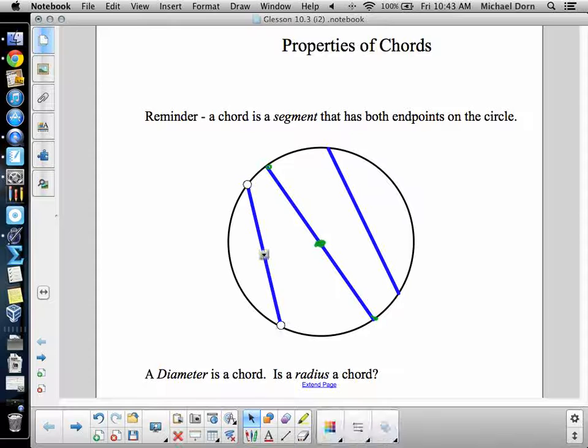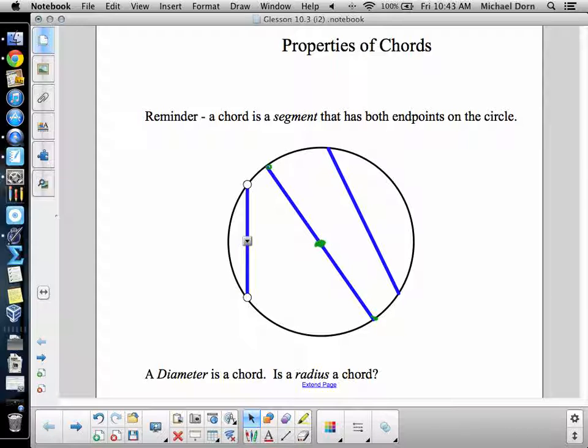Some chords are longer, some chords are shorter. In fact, the longest one is going to be the diameter. Anything that is a diameter is a longest chord of the circle. And the further it gets from the center of the circle, what happens to the chord? It gets shorter, okay? So the closer we get to the center, the longer the chord is. The further from the center, the shorter. It's a pretty simple relationship.